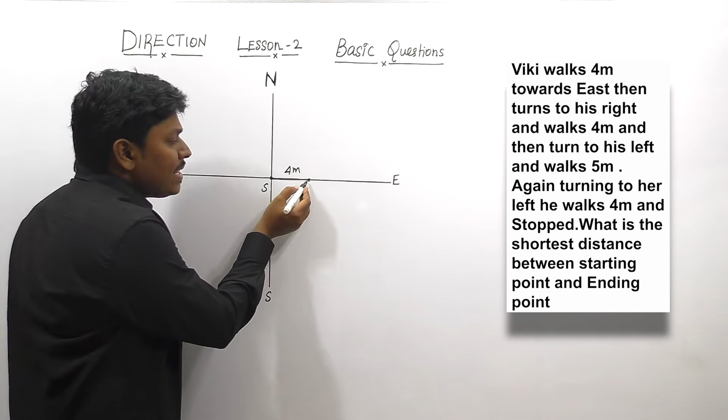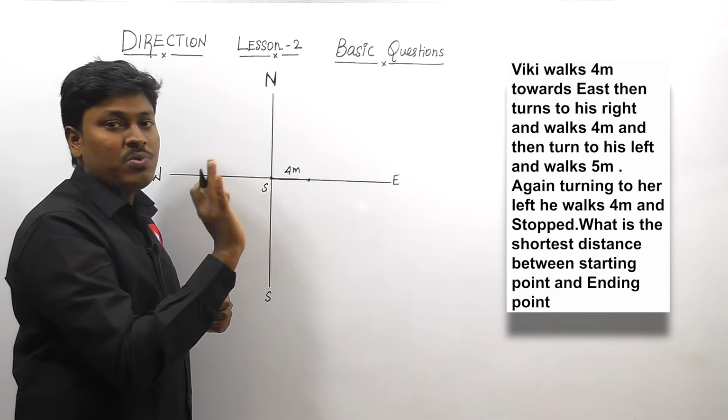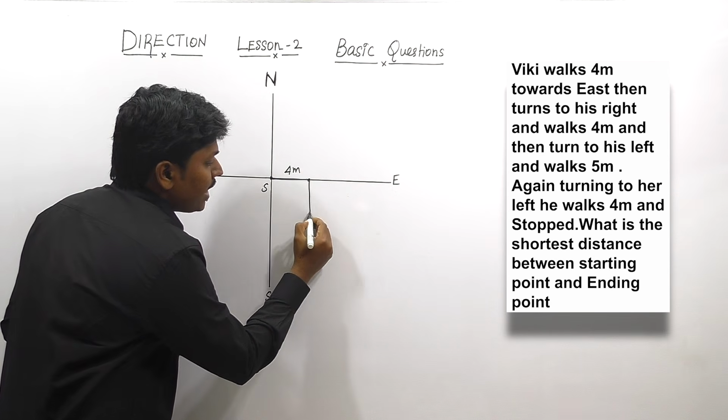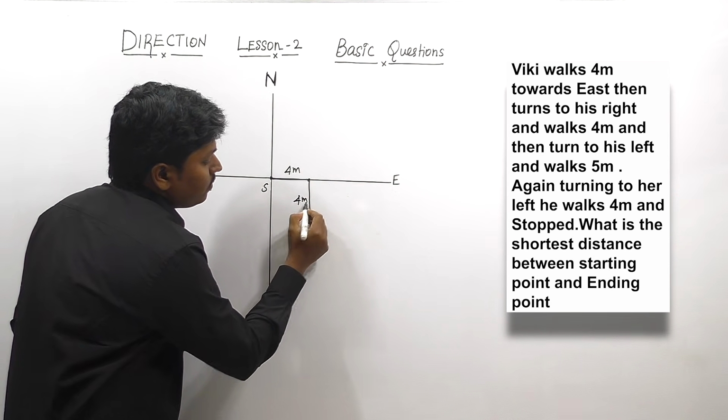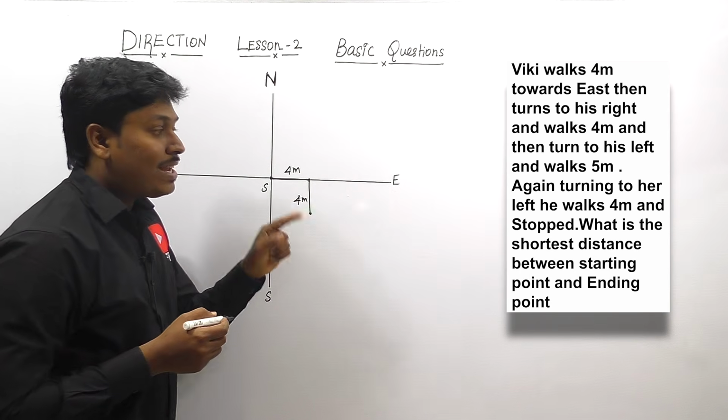So from this point Vicky is turning right. Right hand side will be this side, and again he is walking 4 meters. So friends, this is also 4 meter, and this is also 4 meter, right? So both the lines should be equal in length. So 4 meter. Okay. Now Vicky is at this point, and then turns to his left and walks 5 meters.